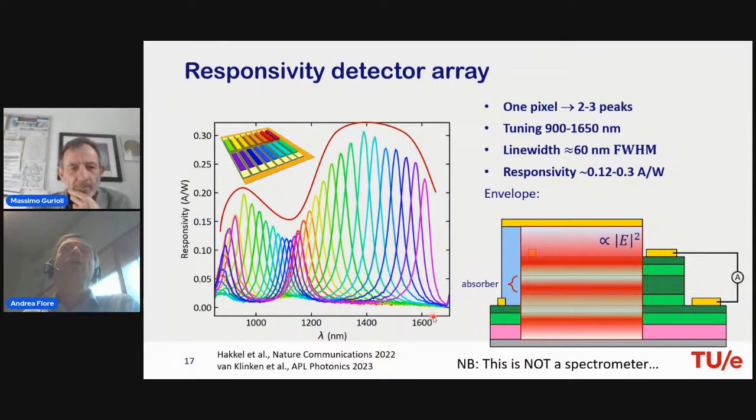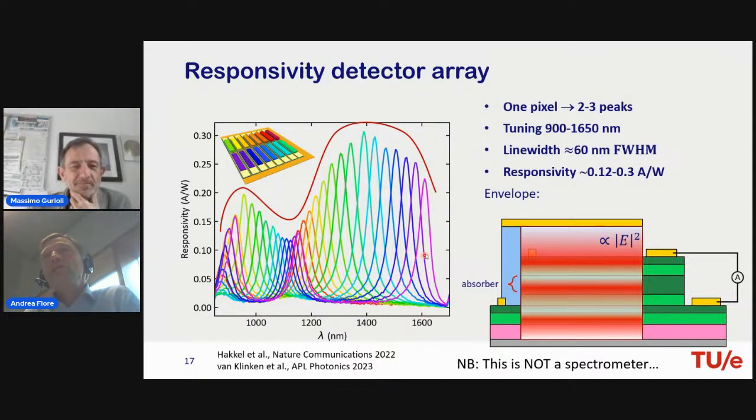Now, if we had a much narrower line width, then we would need many more pixels. We would have a better spectral resolution, so that could be an advantage. However, then it starts to get a large array. A large array means that you also need a lot of complex electronics to read it out. So beyond 16, things get significantly more difficult.